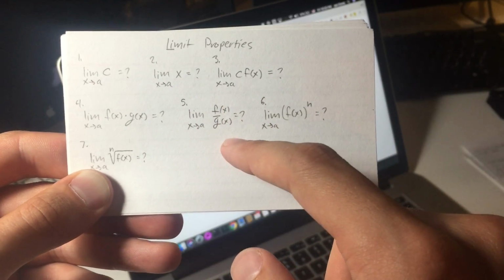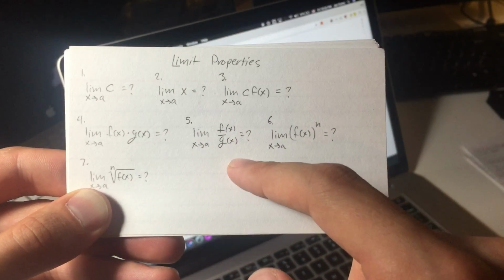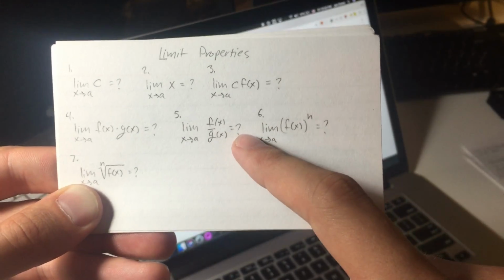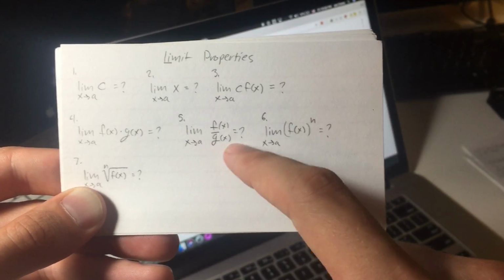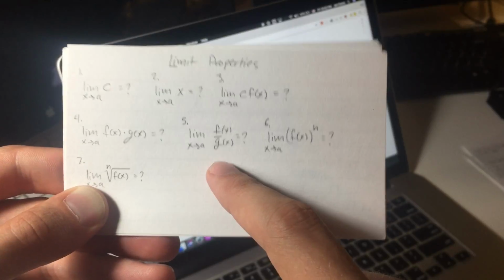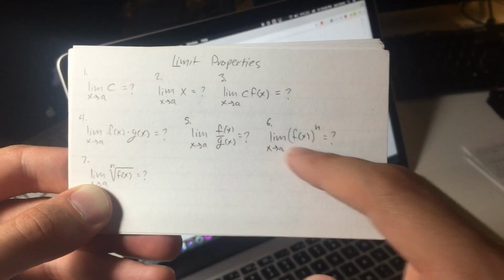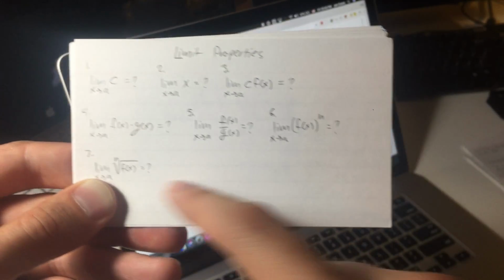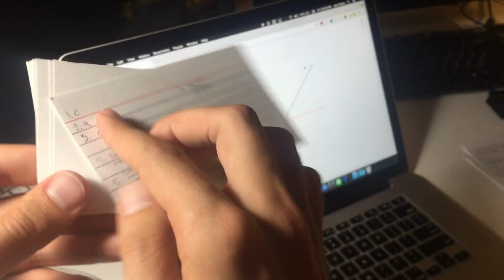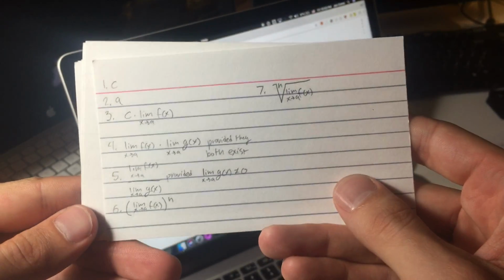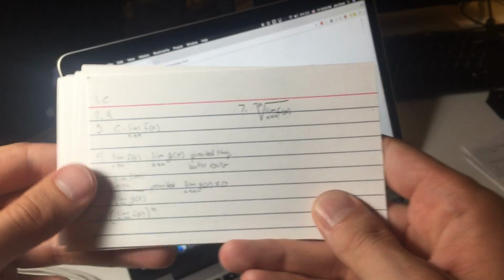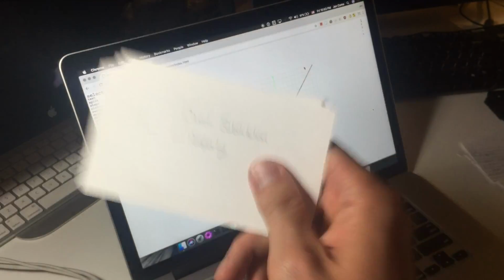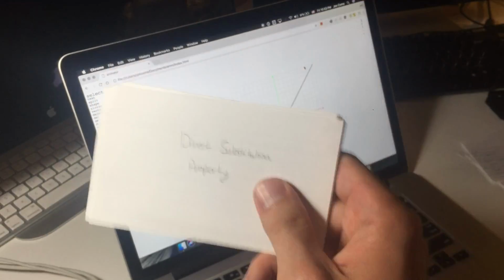The limit of the quotient of two functions is the quotient of the limits of the two functions, provided that the limit of the bottom function is not 0 and they both exist. You can move the limit inside of a power or inside of a root as well. And there's the answers there if you want to check me. Okay, so those are useful. Those are how you evaluate limits.